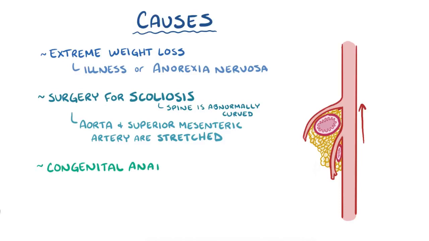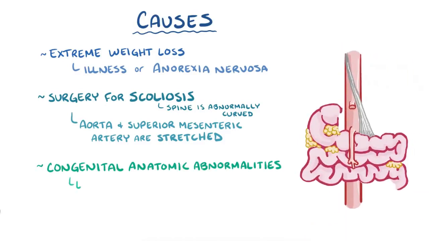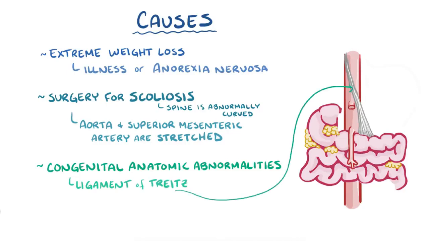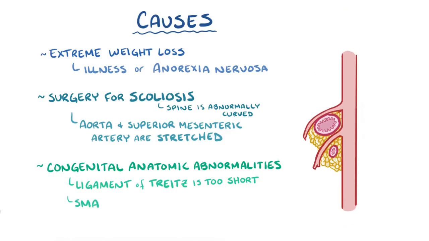Rarely, there can be congenital anatomic abnormalities, like when the ligament of Treitz, which holds the duodenum in place, is too short, or when the superior mesenteric artery branches off of the aorta further down than its usual spot.